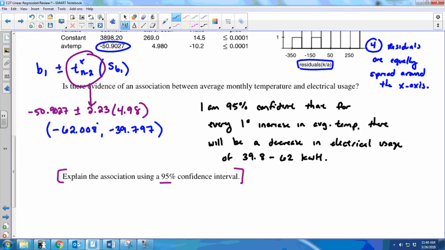You interpret the slope within your interval. Again, the whole point is we have a sample, and we have a slope for our sample. We're trying to capture what the quote-unquote true slope would be if we had all of the average temperatures for all the months forever. All right, so questions.